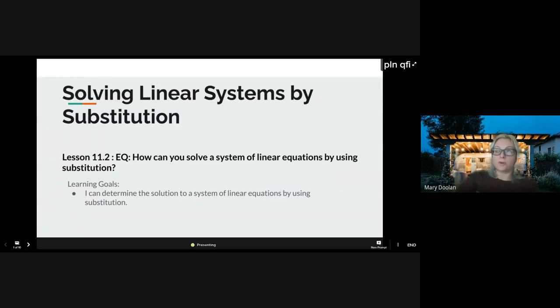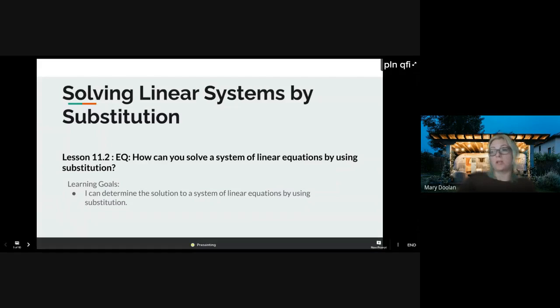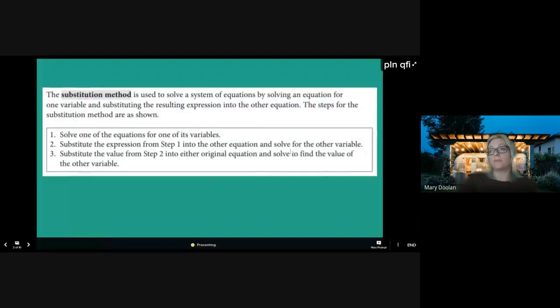All right, so this lesson is solving linear systems by substitution. It's lesson 11.2. EQ: how can you solve a system of linear equations by using substitution? The learning goal for today is: I can determine the solution to a system of linear equations by using substitution. All right, and this is just right out of the textbook.